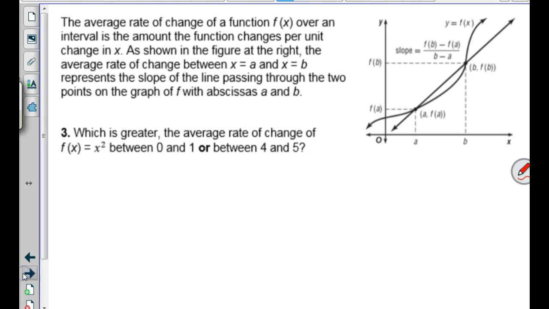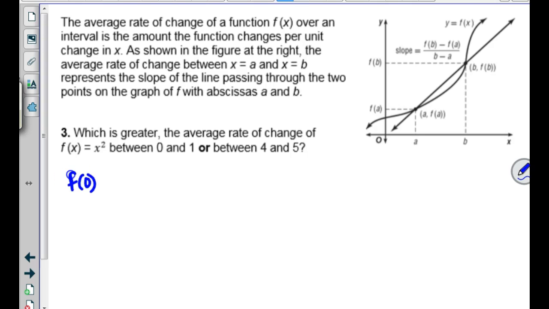All right. This is talking, when you get to calculus, you do this all the time because it has to do with limits and lines of tangency and all kinds of weird things. But my question here says, which is greater, the average rate of change for x squared between 0 and 1 or between 4 and 5? Kind of already talked about this.